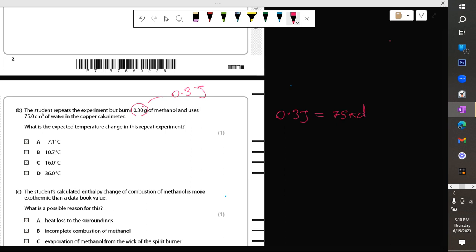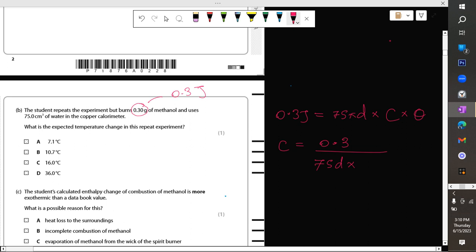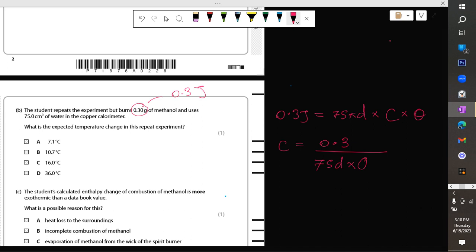75 times density D, 75 D. C for water, so C is constant, times temperature change, which we don't know, so I am going to put it as theta. Again, make C the subject of the equation. C equals 0.3 divided by 75 D times theta.